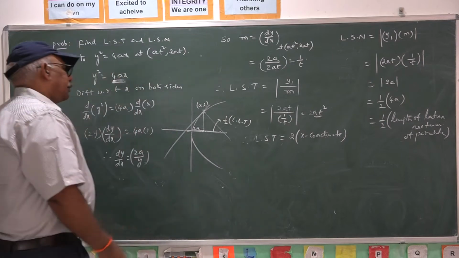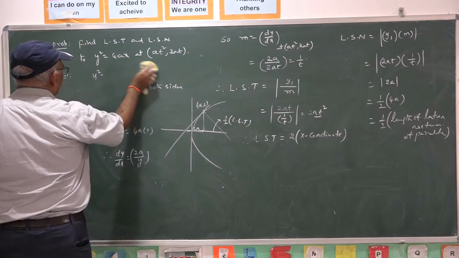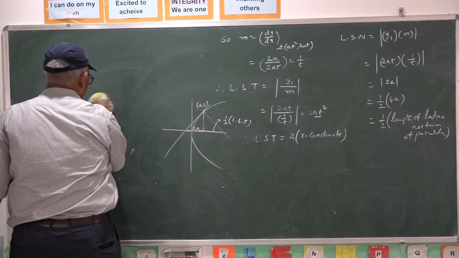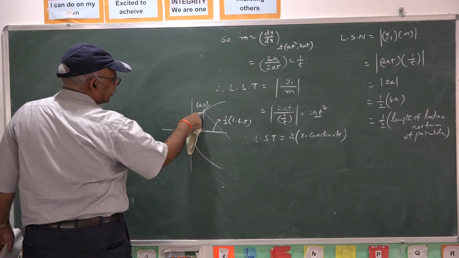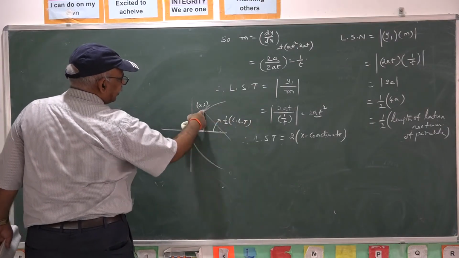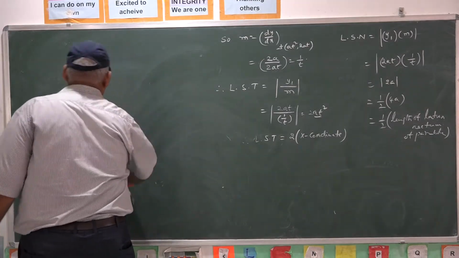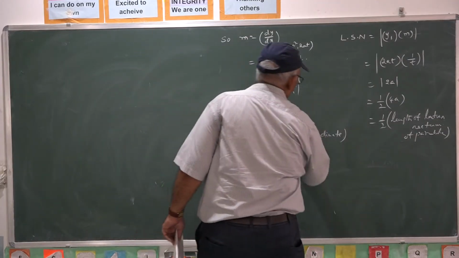Okay, that is one important point related to the parabola here. The length of the subtangent is always twice that of the x coordinate. In objective type questions, these relations are very important.